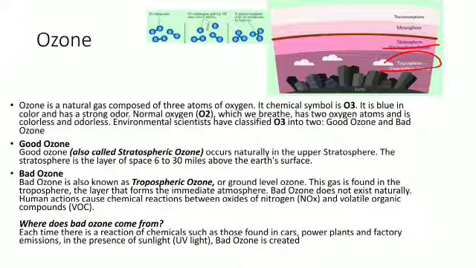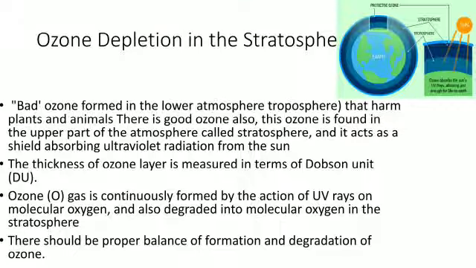Nowadays the ozone layer is completely being destroyed due to man-made as well as polluting activity. Okay, so let us discuss further. As I told, the ozone layer is in the stratosphere, that means the depletion is taking place near the stratospheric region. Now bad ozone is formed in the lower atmosphere of the troposphere that harms the plants and animals. There is good ozone also, which can be seen in the upper part, which is called the stratosphere.